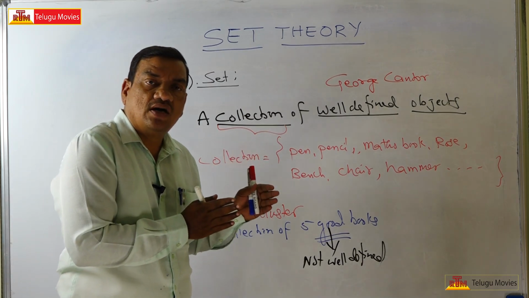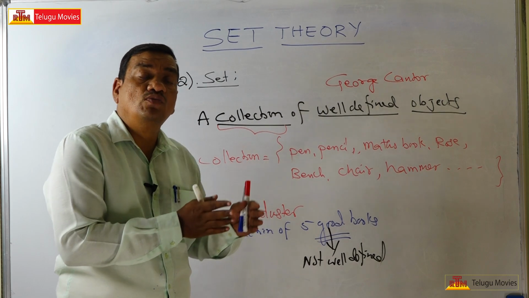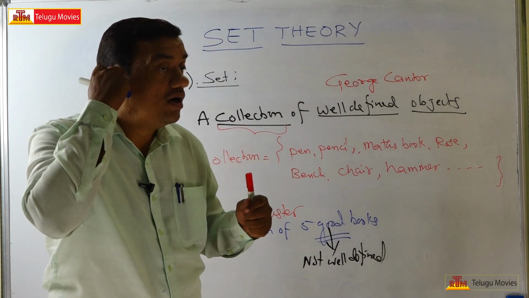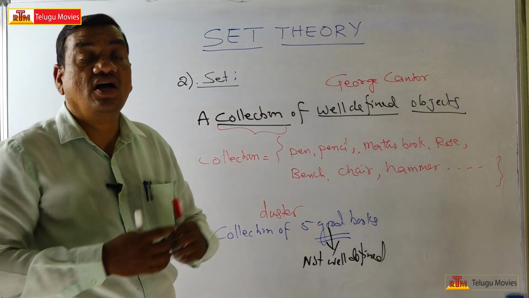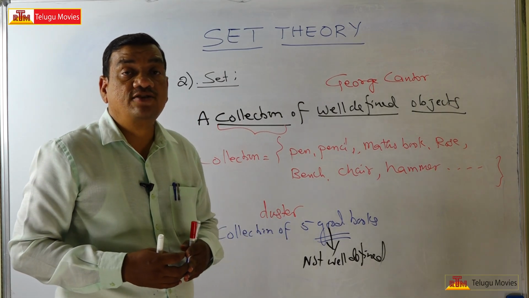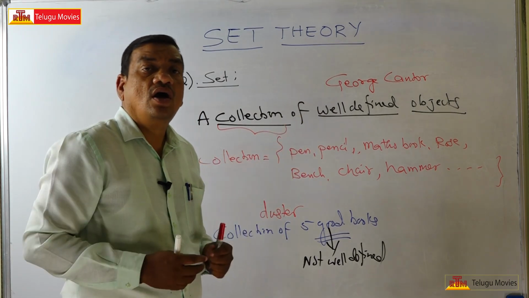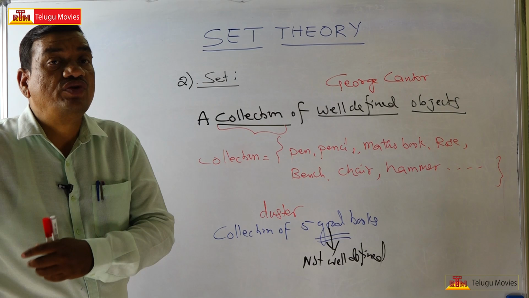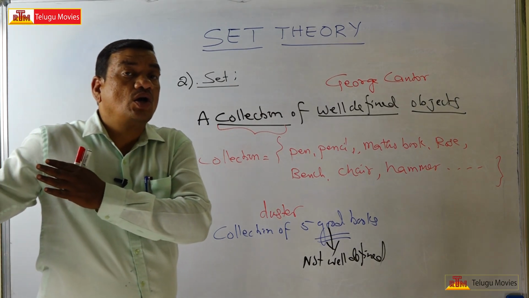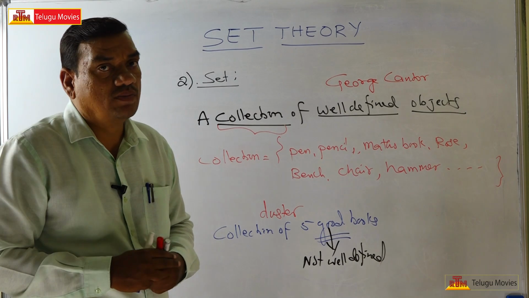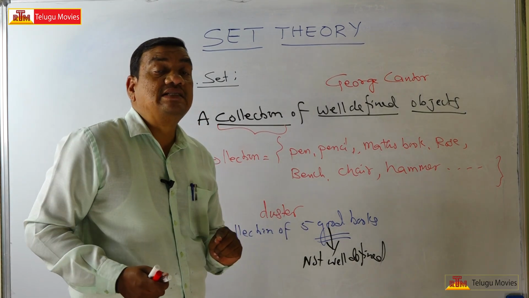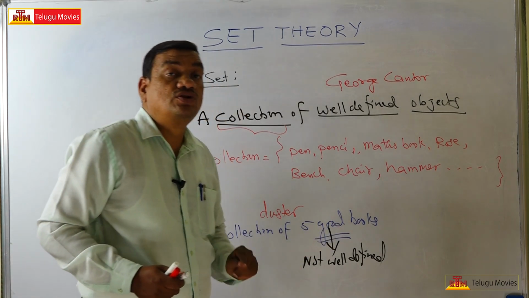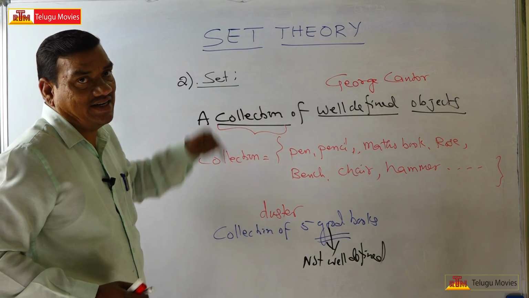Why? Because if person A brings 5 good books and is a cricket player, he will search all the books which belong to cricket, and he will bring the biography of Sachin Tendulkar, the biography of Major Dhyan Chand, like that, books of cricket players and sports persons. If a person is very interested in movies, he will bring the autobiography of Amitabh Bachchan, like that, all those books. But this word good differs from person to person. That's why a collection of 5 good books cannot be called a set.